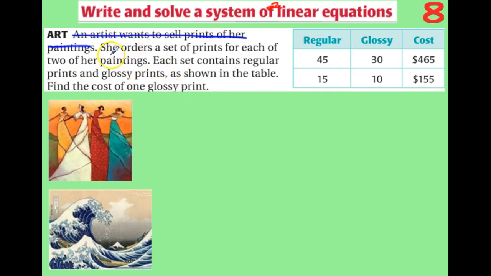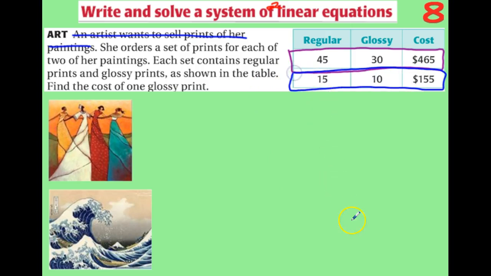So this was important. She orders a set of prints of each of her 2 paintings. So this is one painting. She got 45 regular and 30 glossy for this much. And this is the other set or other painting. She got 15 of one and 10 of the other for $155. We need to find the cost of one glossy print, so this one. It doesn't tell you much, so I'm just going to say this represents x and this represents y, and we're going to write 2 equations.